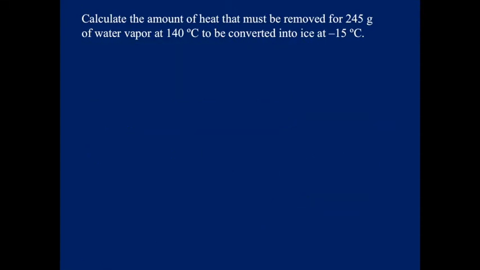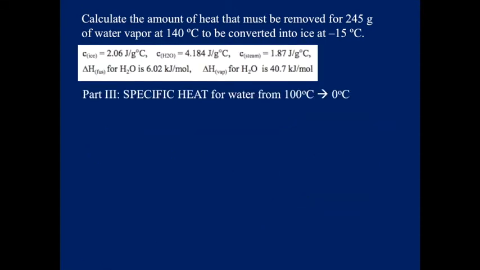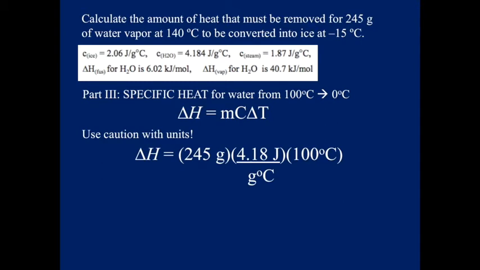Next step is going to be cooling water down from 100 degrees Celsius to 0 degrees Celsius. I'm using specific heat again. So again, I plug in my numbers, and hopefully that is correct. I'll double check. So 245 times 4.18 is 1,024.1 times 100 is 102,410 joules. Okay. But again, remember, I'm dealing with joules, which we'll see very soon again.